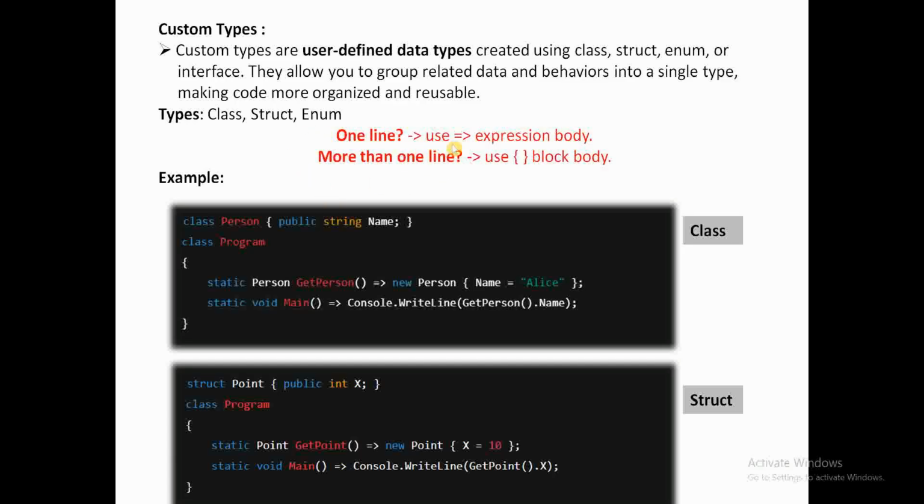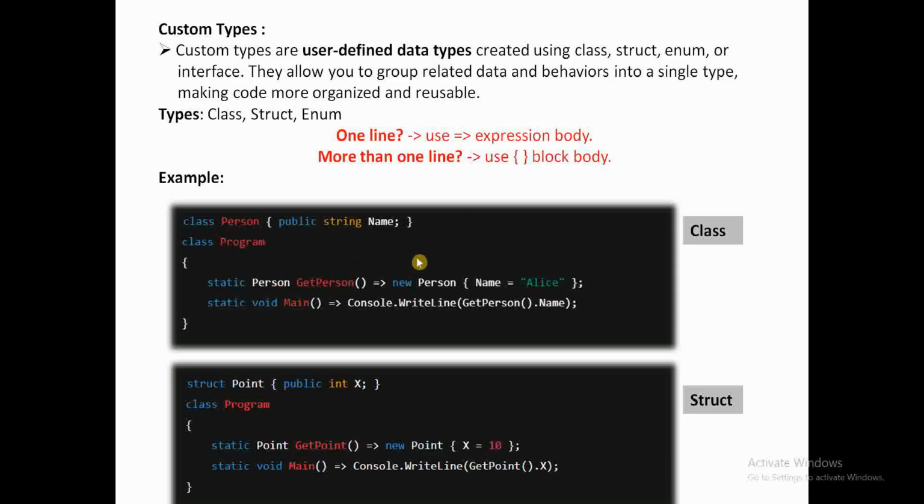One line means expression body. If we have only one line of code, then we can go with the expression body like this. Here we are creating a method and we have only one line of code, so we can go with this approach with the lambda expression. This is called a lambda expression. Here we are directly creating the instance in one line. So anywhere we have only one line of code, we can go with this approach.